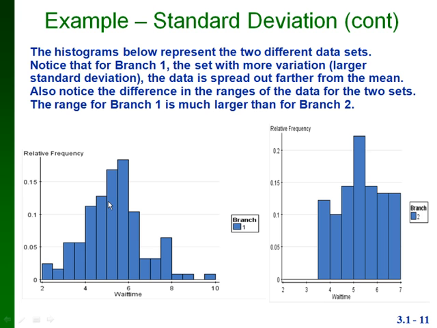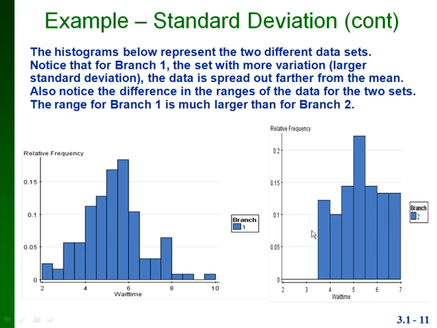Now, if we look at the histograms that are associated with these two data sets, again, we have branch 1, which was the one that had much more variability. And if you notice the histogram here, the data is spread out from 2 minutes up to almost 10 minutes. And there are a lot of data values sort of all along the way here. But for branch 2, the smallest we have here is about 3.5 minutes, and the largest value we have is about 7 minutes. And the data is much more bunched together. So it's not as variable, it's not as spread out.